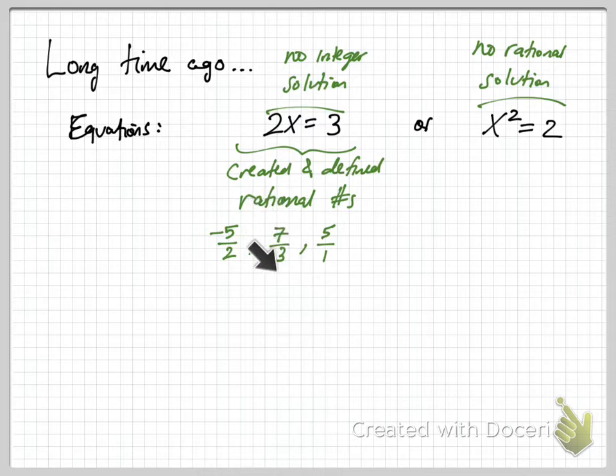And all other numbers, we're going to write them as an integer over another integer. So 7 over 3 and -5/2. And that also helped them understand distance, right? You can't have a total distance of just 1 inch and 2 inches. You also have to have decimal inches.